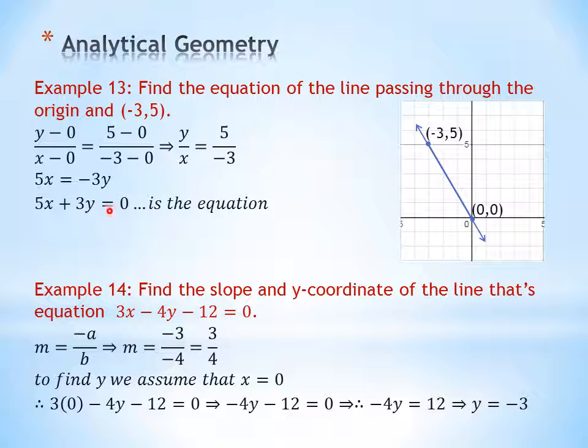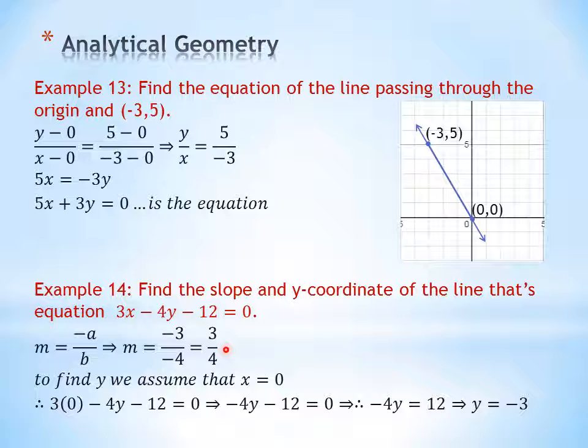And just one little note, this is compared with the standard form of the equation. This is A and this is B, and C equals 0. Go to example 14. Find the slope and y-intercept of the line whose equation is this one. Now I have the equation in the standard form, so to find the slope I use m equals negative A over B. Thus negative A, this is A, so it is negative 3 over B, which is negative 4. So this is the slope.